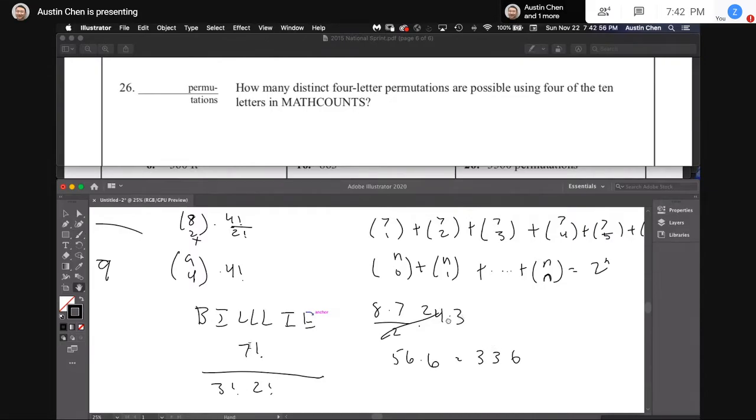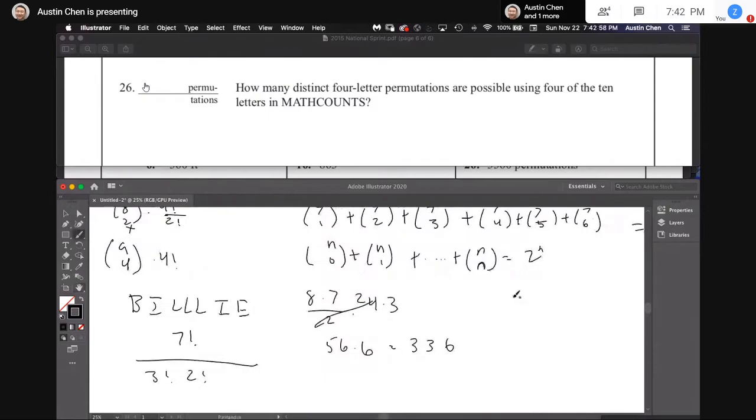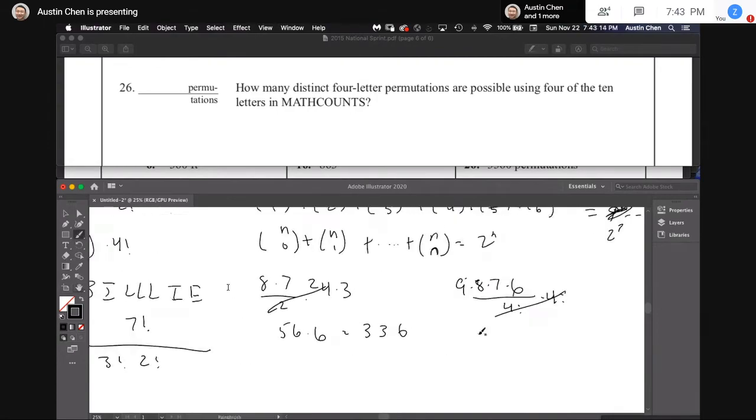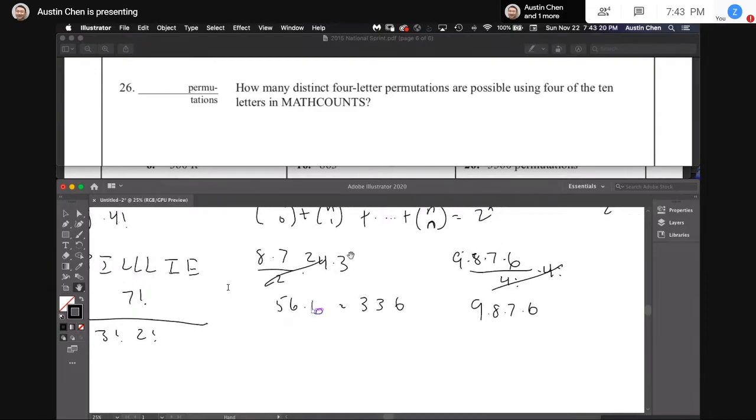Yep. And then we have 9 choose 4 times 4 factorial. So 9 choose 4 will be 9 times 8 times 7 times 6 over 4 factorial, times 4 factorial. Okay, but the 4 factorials cancel. So then we have 9 times 8 times 7 times 6. So this is 72 times 42.